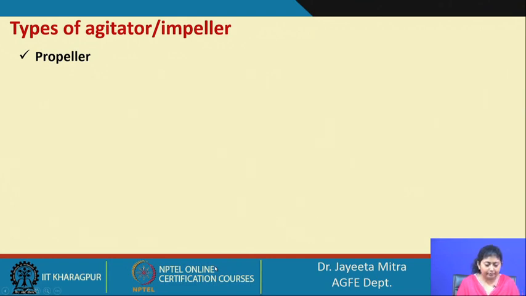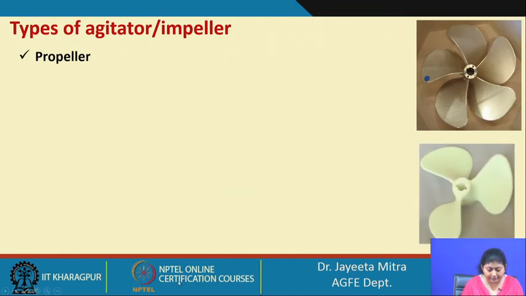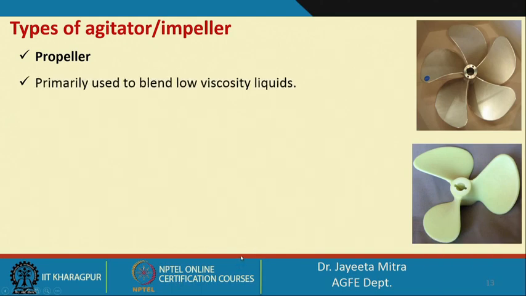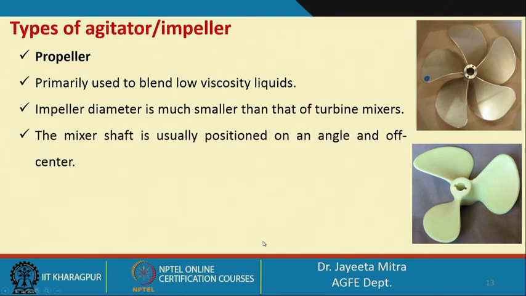Now, another is the propeller kind of impellers. Here is the picture of how the propeller type agitator looks. As the picture shows, it initiates the axial mixing of the liquid. It is primarily used to blend low viscosity liquids, and the impeller diameter is much smaller than that of the turbine mixer, and the shaft is usually positioned at an angle and off center.